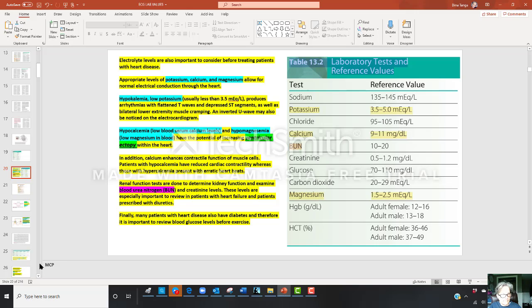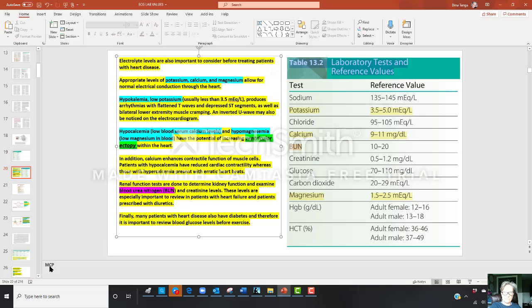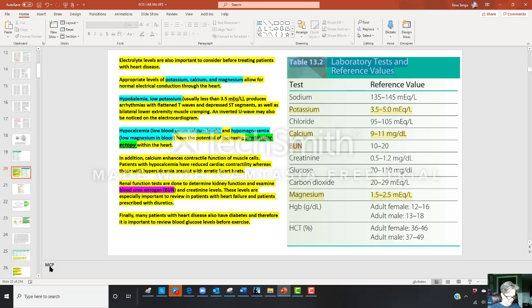And just think of your finger, MCP. Okay, so potassium, calcium, and magnesium. Your MCP. That's how I'm going to remember it. Magnesium, calcium, potassium.